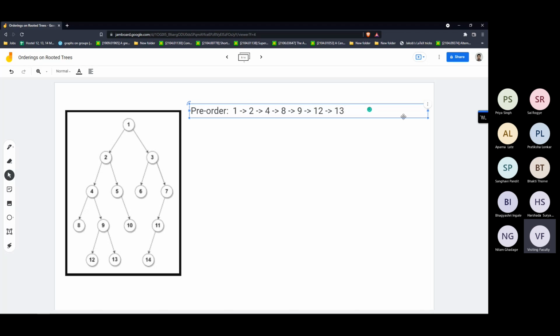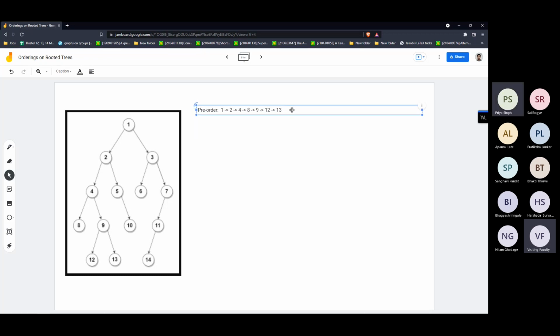Okay, so maybe I should, yeah, this is better. You're still able to read, right, even if the font size is small? Yes, sir.